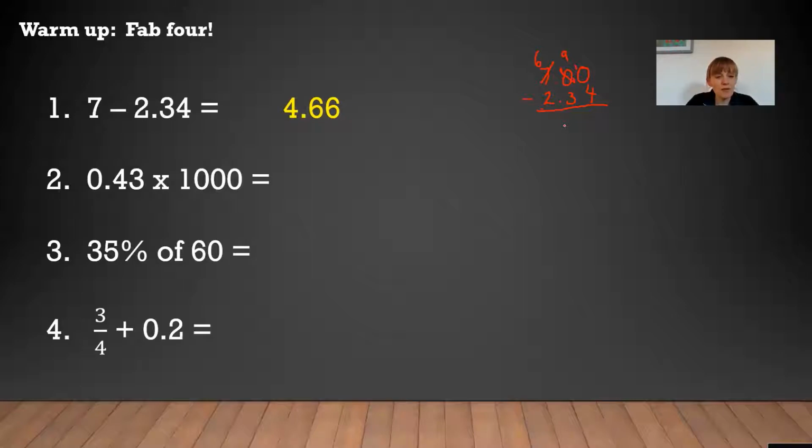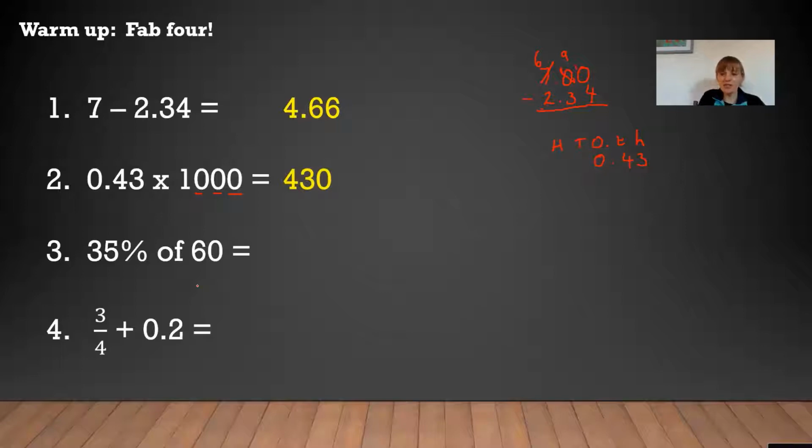Number 2, 0.43 times 1,000. Now, hopefully here you have used your place value chart where you will have put your hundreds, tens, ones, and your decimal point in. And remembering that if you're timesing by 1,000, you've got 3 zeros, so everything's jumping 3 places larger to give you an answer of 430.